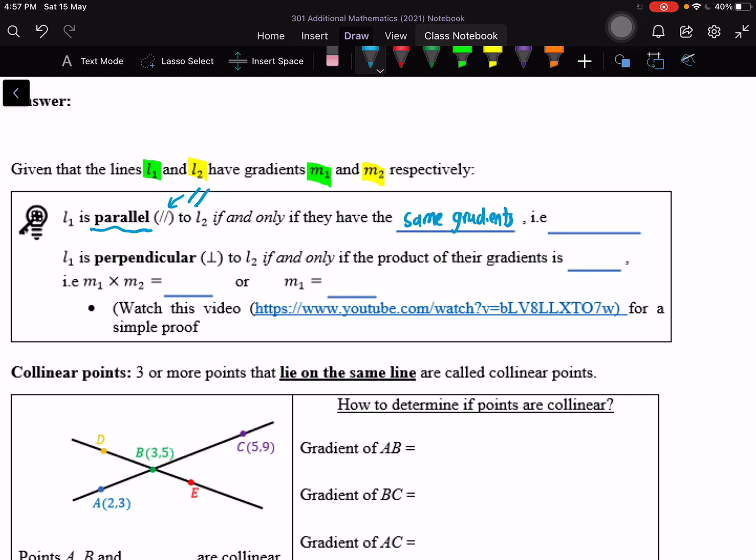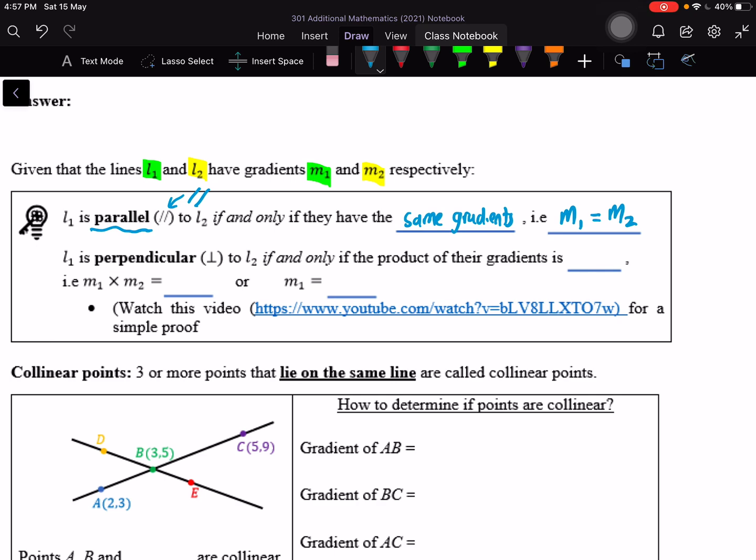What does it mean? It means that if the gradient for L1 is M1 and the gradient for L2 is M2, having the same gradient means M1 must be equal to M2. So this is the property of parallel lines. They have the same gradient.